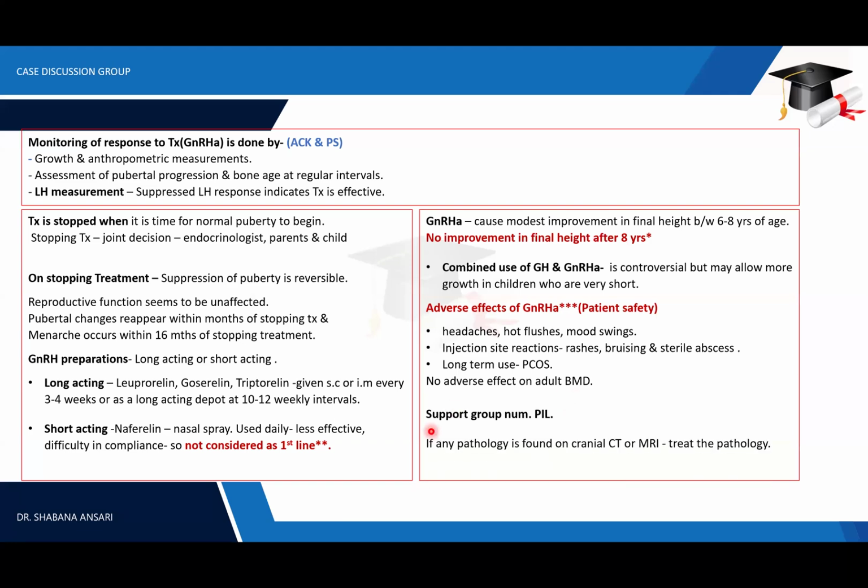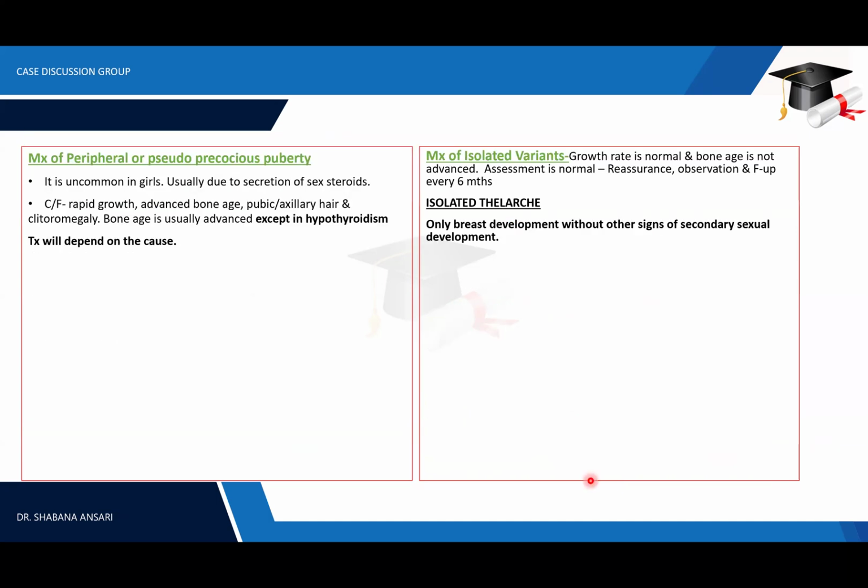And yes, when we are ending the station, we will say we have to give the support group number, give the patient information leaflet. And if any pathology is found on cranial CT or MRI, then we have to treat the pathology. All right, now just in brief, we will discuss the peripheral or pseudo-precocious puberty.